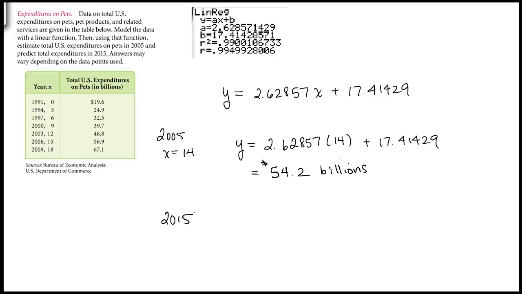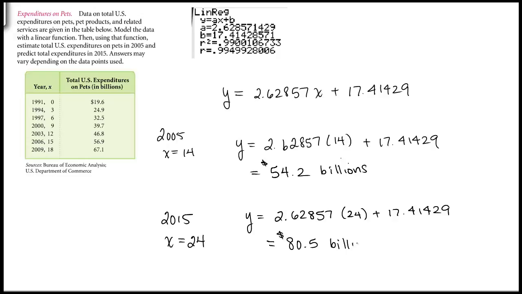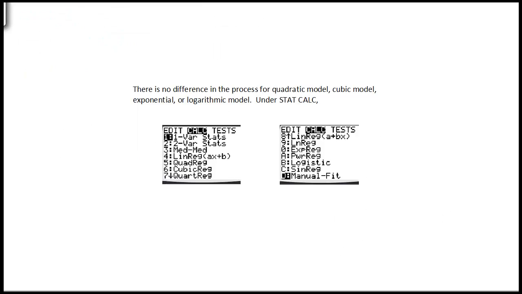If I want to predict the value that's going to be spent in 2015, I let x be 24. And that means that in 2015, we can predict the annual expenditure to be $80.5 billion. There is no difference in the process for a quadratic model, cubic model, exponential, or logarithmic. It is still under Stat Calc. Quadratic is number 5, cubic is number 6, quartic is number 7, logarithmic is number 9, and exponential is number 0.